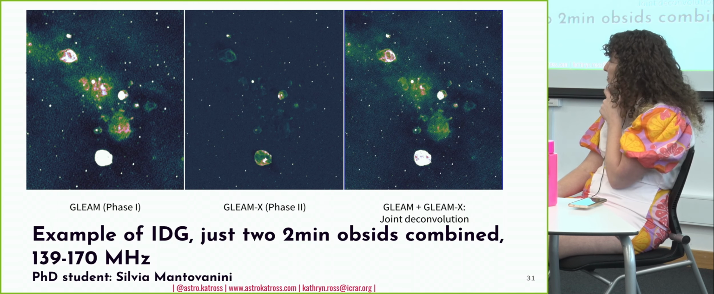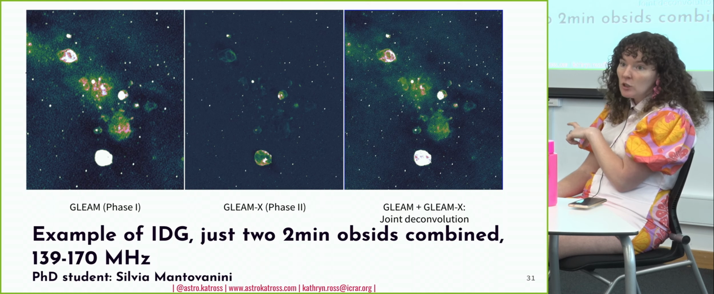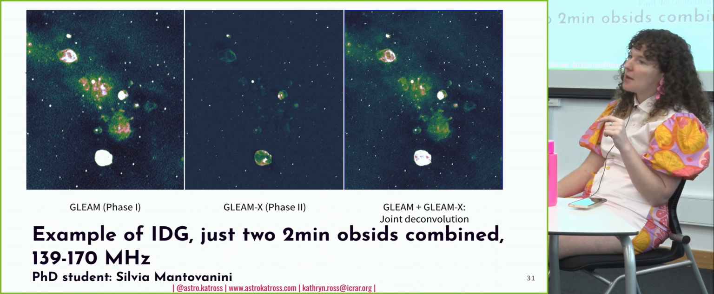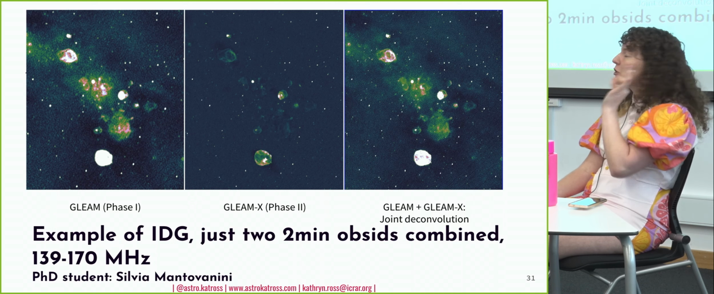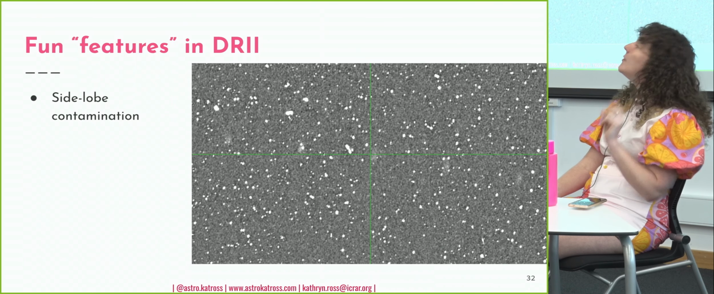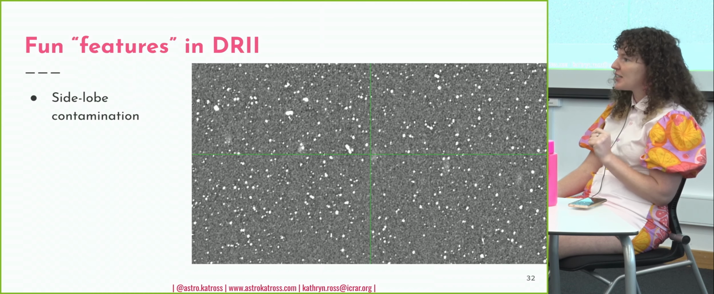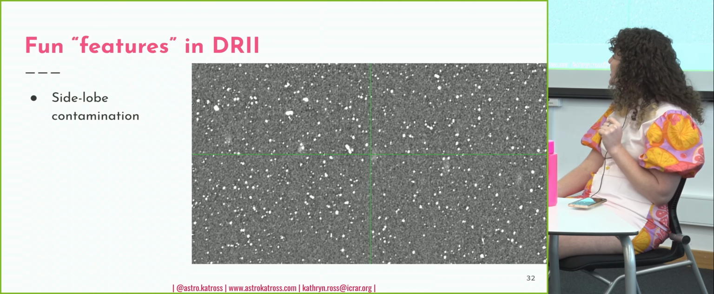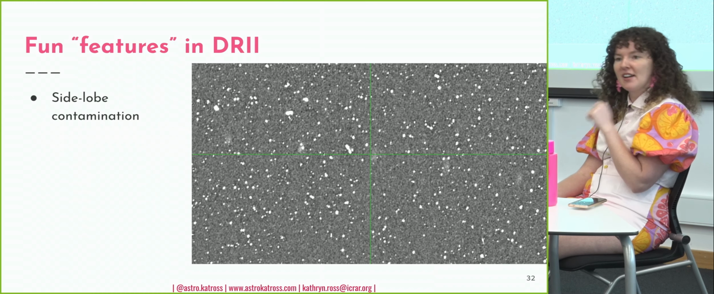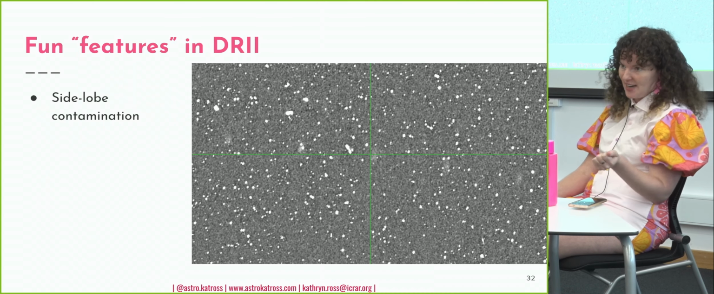This is work that's being done by a PhD student over at Curtin as well. And so we'll be doing a full IDG joint deconvolution of GLEAM and GLEAM-X for the galactic plane, and that'll be coming in a future data release. So it's going to look just absolutely amazing. I can't wait. There are some features that we've come across in this processing. With any big survey, there's always going to be some fun features. For anyone who has processed radio data, side lobes are a nightmare, but unfortunately with the MWA, side lobes are a humongous nightmare.